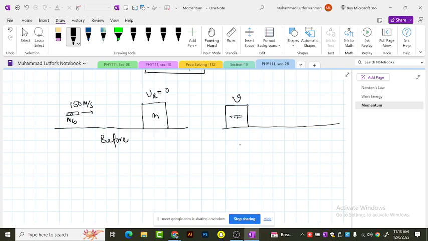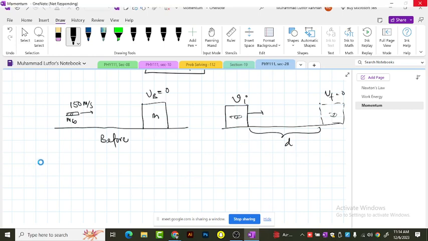They move with a common velocity, and after traveling a distance, let's say d, it is stopped over there. Its final velocity is equal to 0. Let's say this is the initial velocity. Now they ask one question, that is the frictional force. So what is the frictional force over here? How much frictional force is going to act on this block when they are moving that distance d?